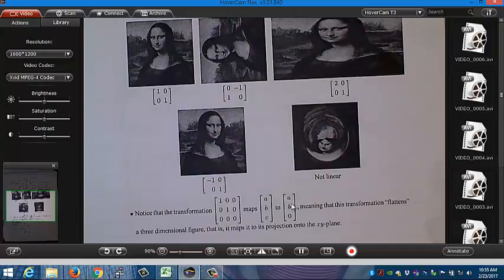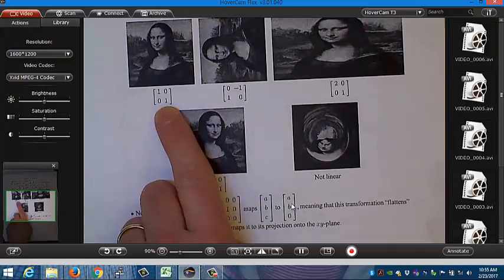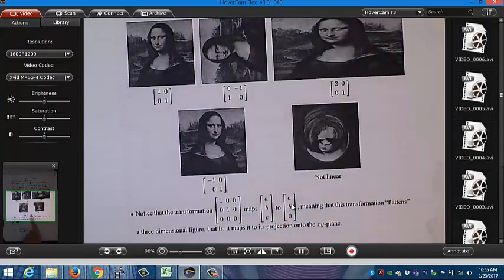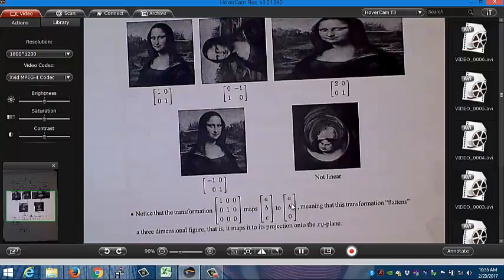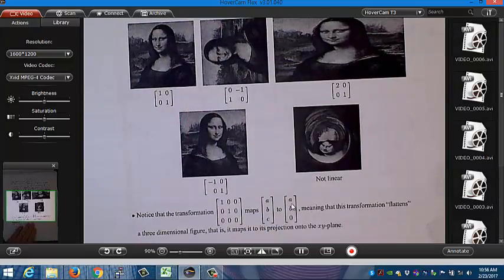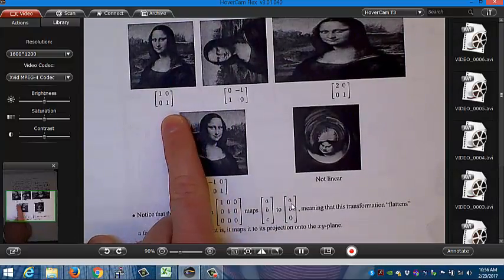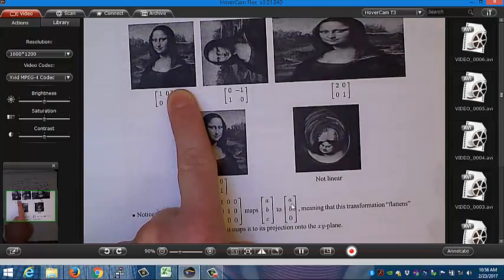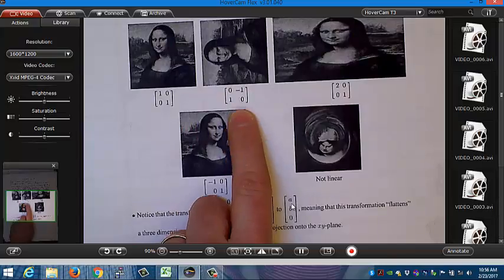And what we have here are the matrices that correspond to doing different things to the Mona Lisa, right? Well, of course, what's this matrix? It didn't change the Mona Lisa at all, right? What did this matrix do? That's a rotation matrix, you could say. We rotate it by 90 degrees, okay?